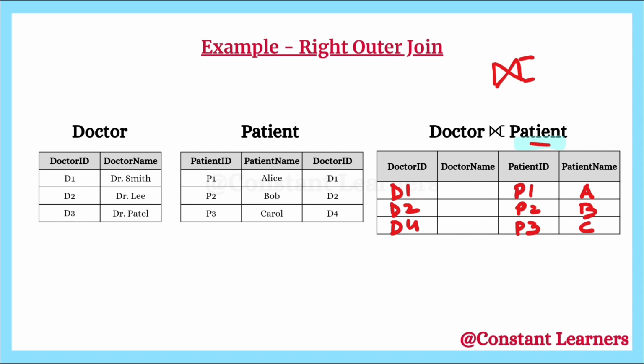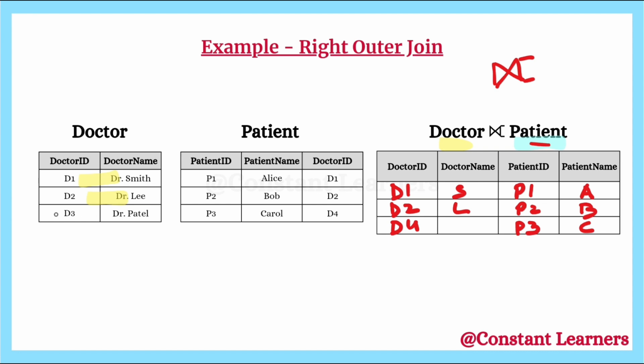Now we have to match these entries with the left table. The left table in this case is the doctor table. Alright, so we have to match the patient table entries with the doctor table. Now here, Dr. D1 is Dr. Smith. Right? So the doctor name will be Smith. Then for Dr. D2, we have Dr. Lee, right? So here we get Dr. Lee.